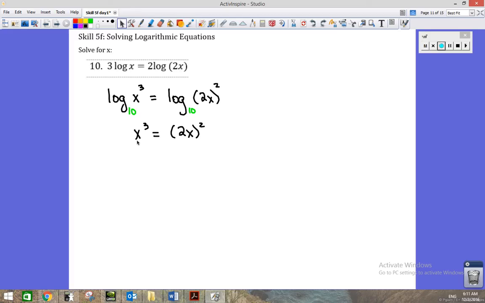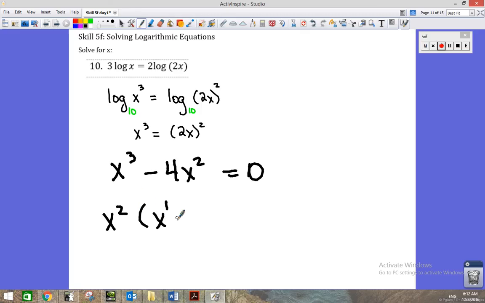So rather than divide both sides by a variable, you want to subtract. We need to get this equation equal to 0. On the left-hand side, we've got x cubed. On the right-hand side, we have 4x squared. I'm going to subtract 4x squared from each side. Now when I look at these two terms, they have an x squared in common, and then I have an x minus 4. So with this original equation, if you had just divided by x squared, you're going to lose this 0.